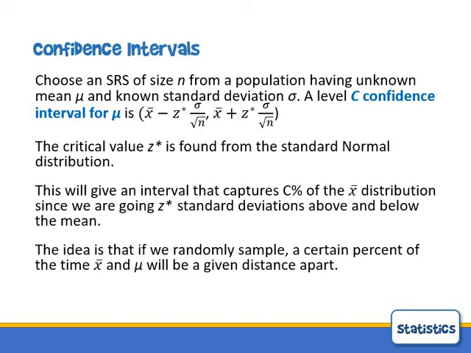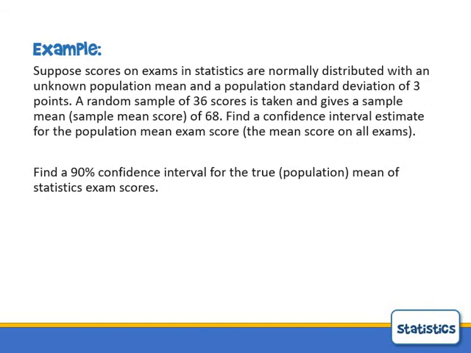Sigma over square root of n, that's the standard deviation of x bar using sigma and n from your sample size, and sigma being the standard deviation of the original variable x. And then z star is this value that captures c% of the standard normal distribution in the middle of the picture. Okay. So let's do an example.